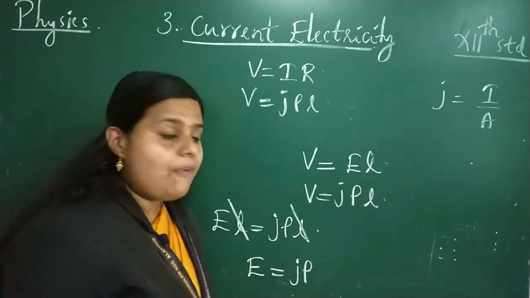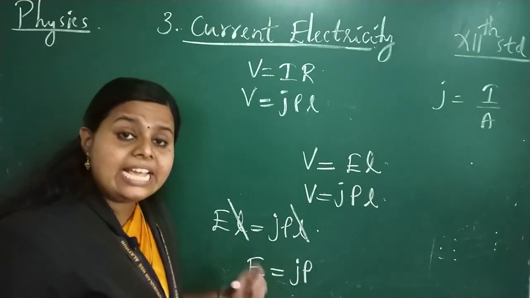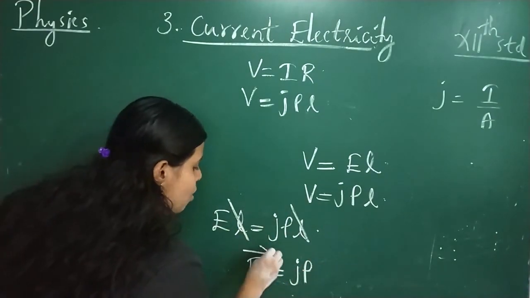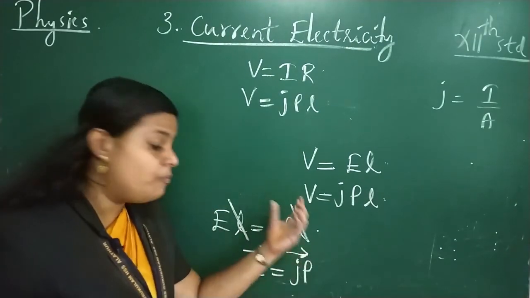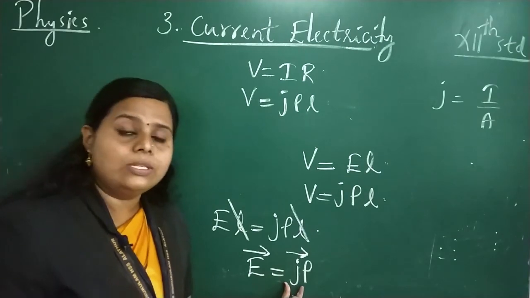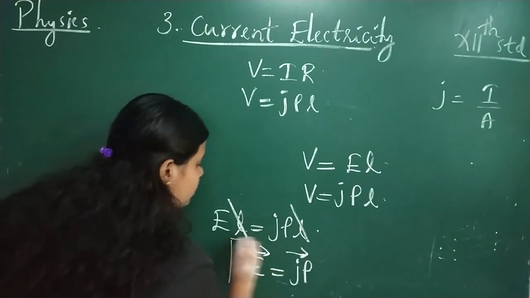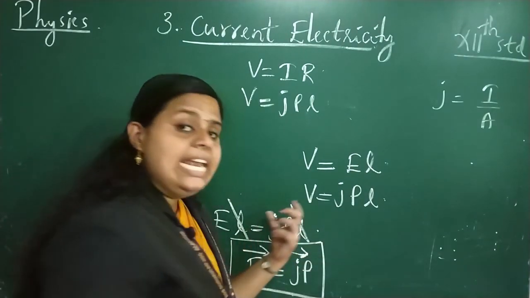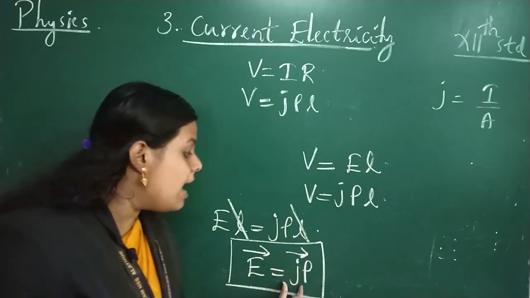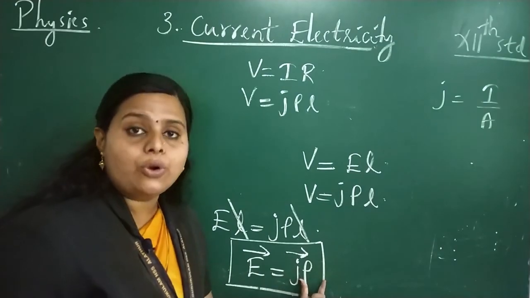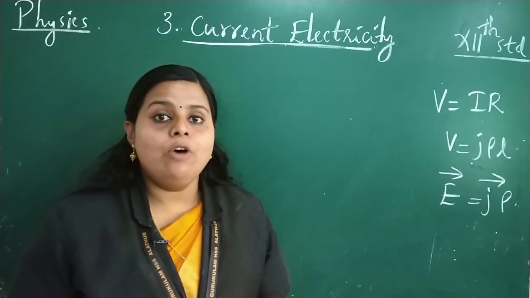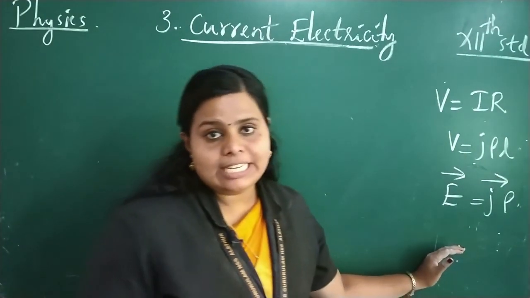And we know one fact, that the electric field E is a vector quantity. So obviously, in order to balance this expression, the current density is also a vector quantity. So this is the relation between the electric field and the current density, that is E is equal to J rho. Now listen children, till now we have learned these many expressions in this chapter.